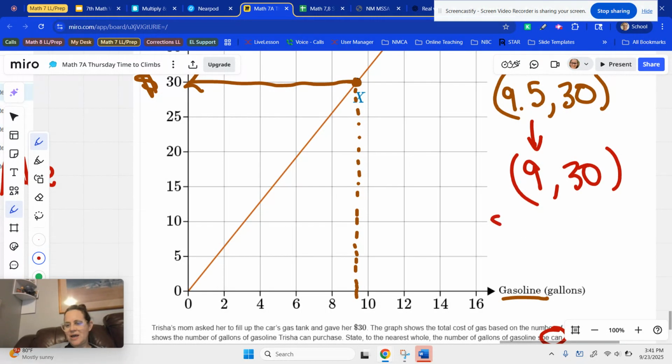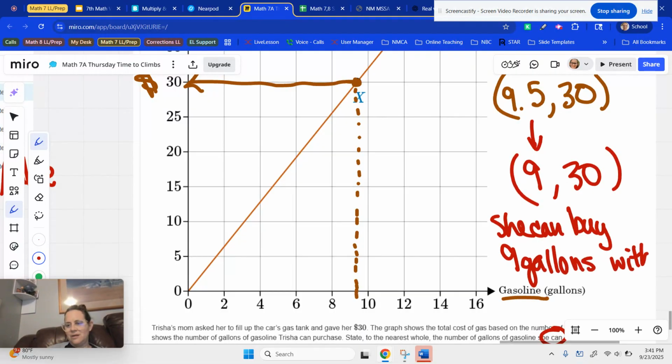meaning she can buy 9 gallons with $30. Then she might get a little change, right? She might have a little leftover.